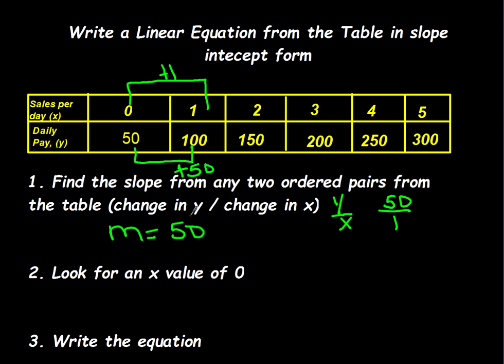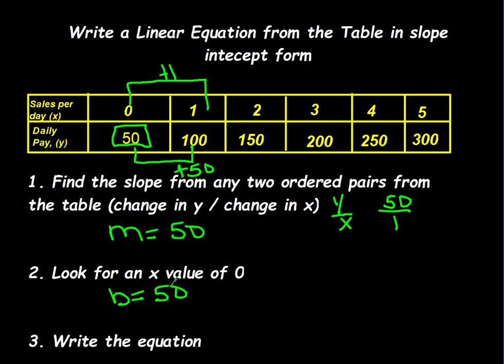Now, the next thing I want to do is look for an x value of 0, because whatever my y value is with the 0 is going to be my y-intercept. It's where the line crosses the y-axis. So in this case, I see 0 here for the x, and I also see 50 here for the y. So I know my y-intercept is going to equal 50. Now, not very often do you see the slope and the y-intercept be the same thing. That just happens to be a coincidence here.